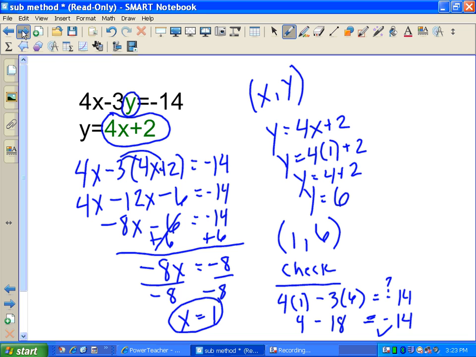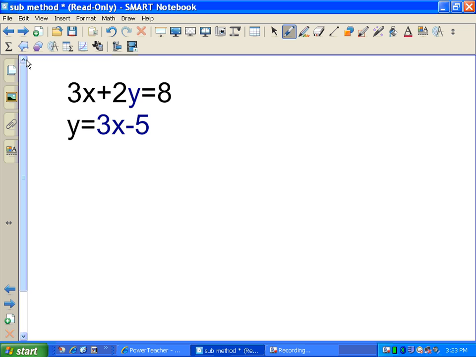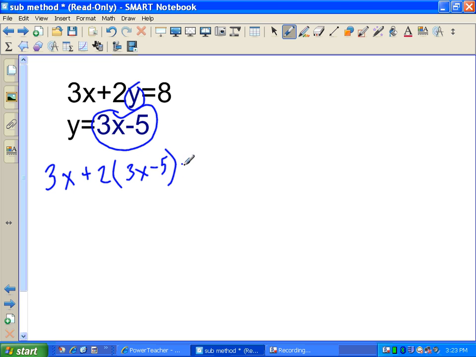Let's look at the third example. Again, one equation in standard form, one equation in y equals form. Replace the y with what y is equal to. So you're going to have 3x plus 2 times 3x minus 5. I've replaced the y with what y is equal to, equal to 8.